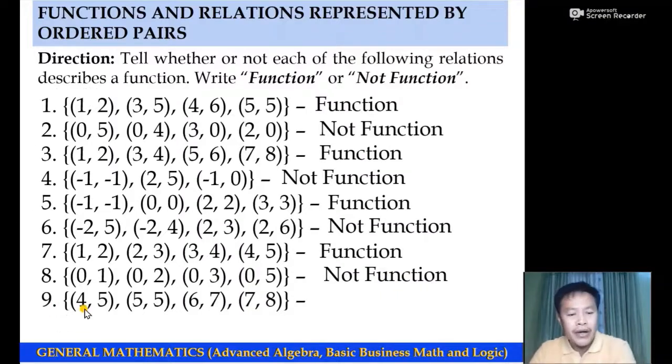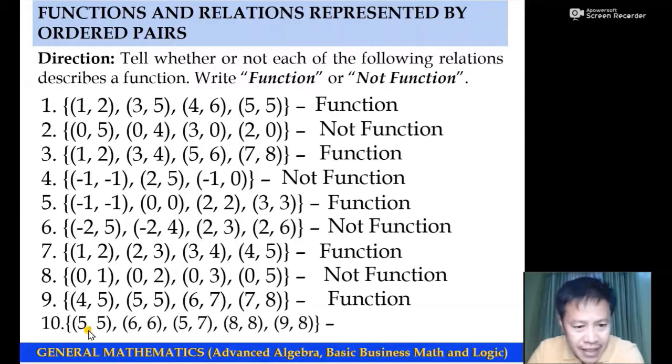And number 9, we have the abscissas 4, 5, 6, 7. So the abscissas are distinct from each other and this is a function. We are going to identify whether it is 1 to 1 or not. 5, 5. This is not 1 to 1 because two different abscissas have only one image. So this is not 1 to 1.